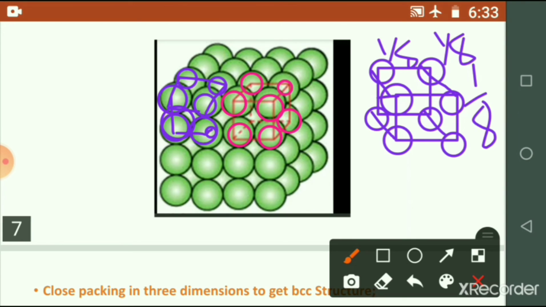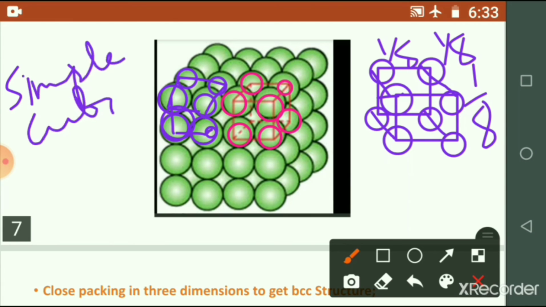So here there is a cube with atoms at the corners of the cube, so which unit cell is this? This is the simple cubic unit cell. The simple cubic unit cell has come. What is a simple or primitive unit cell? That which contains atoms only at the corners. So the unit cell obtained is the simple cubic unit cell.